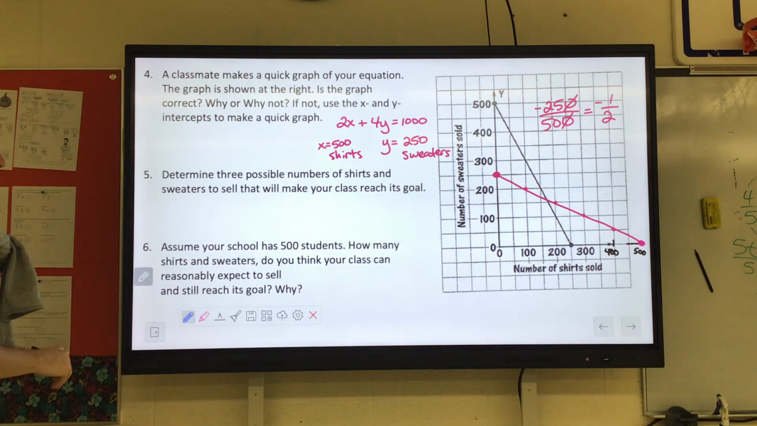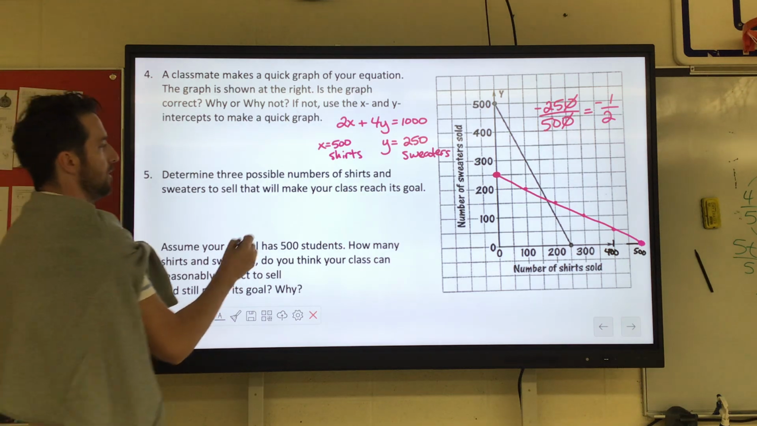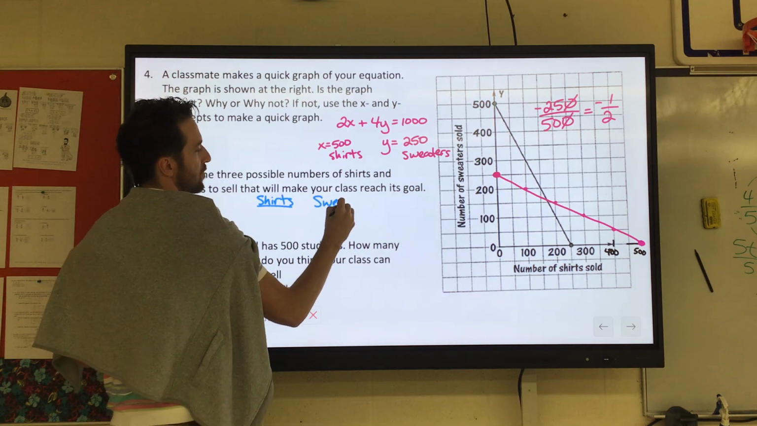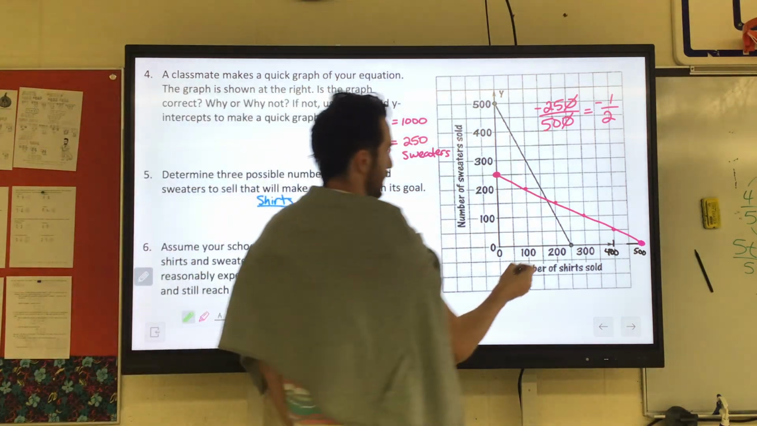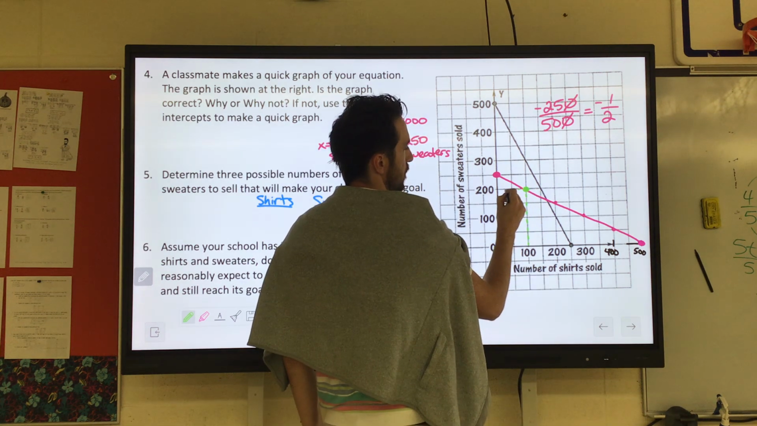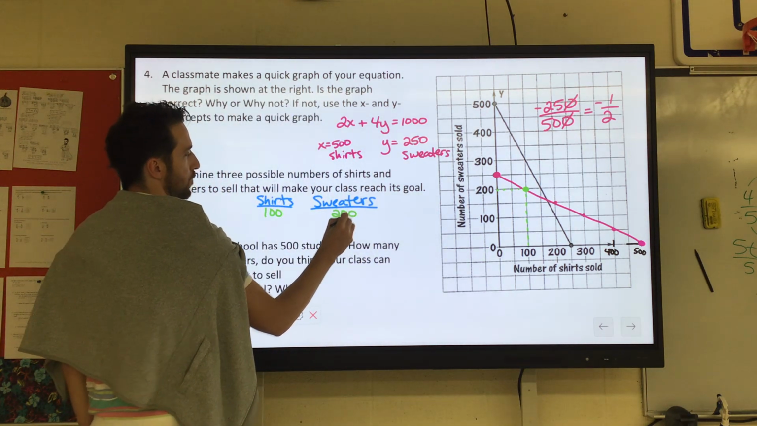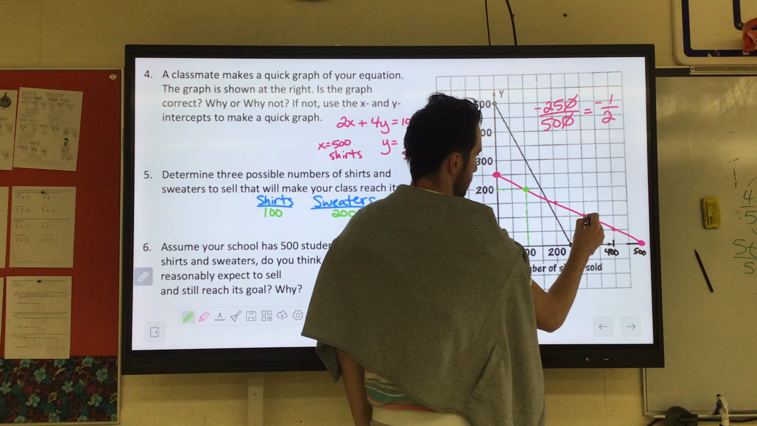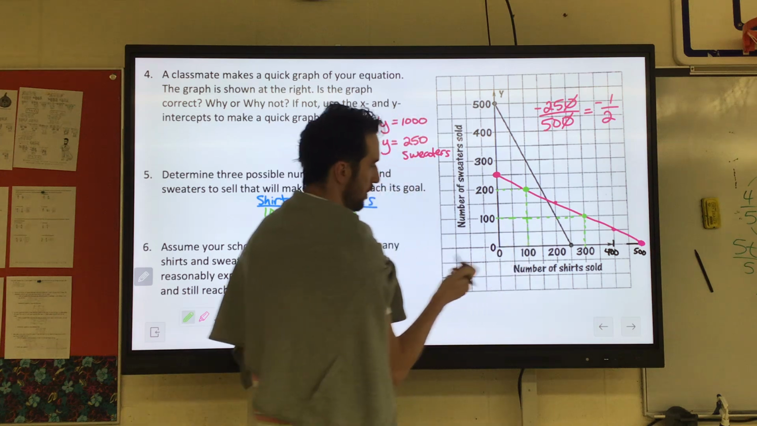Determine 3 possible numbers of shirts and sweaters to sell that will make your class reach its goal. Let's kind of just create a little chart. Here's shirts and sweaters. So basically we're looking for coordinates that show up on that line. So I see we have a coordinate here, and that represents 100 shirts and 200 sweaters. Cool. We need 3 of them total. So here's another one. And this represents 300 shirts and 100 sweaters.